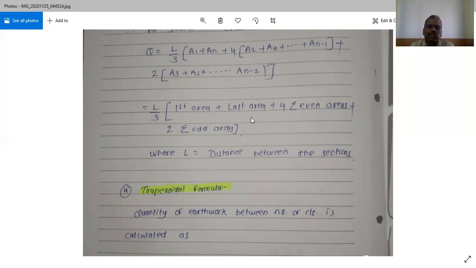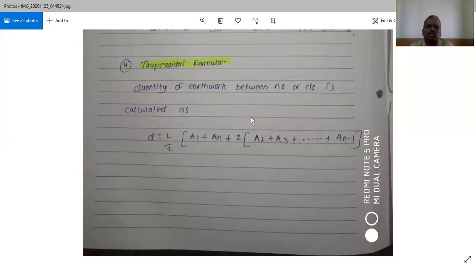Now the fourth method, the last method which we are going to see here today, is the trapezoidal formula. Quantity of earthwork between a number of cross sections is calculated by L by 2 into bracket first area plus last area plus 2 into bracket all remaining areas. That is nothing but A1 plus AN plus 2 into bracket A2 plus A3 plus dot dot dot plus AN minus 1, that is the second last section. This method is easier than the prismatic method, because only 2 into the bracket of the summation of all remaining areas. This we have to remember.